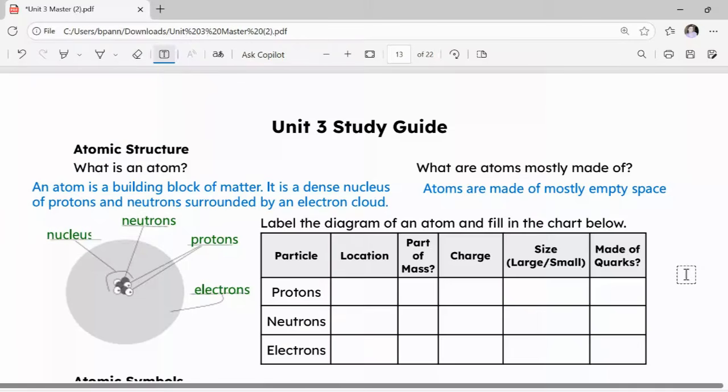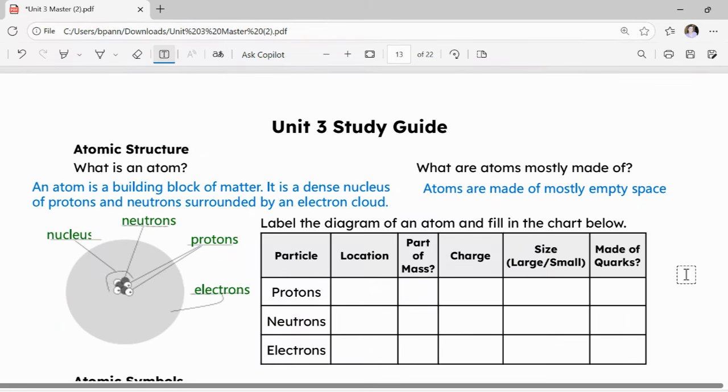Begin our Unit 3 study guide by looking at atomic structure. Remember that when we learned about atoms, we learned of two ways to describe atoms. First, we know that atoms are the basic building blocks of matter. We also know a very precise definition of an atom, that it is a dense nucleus of protons and neutrons surrounded by an electron cloud.